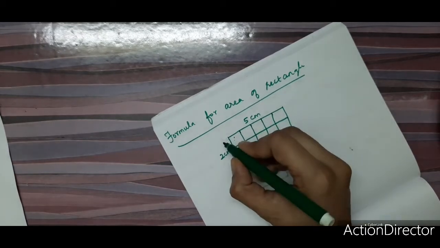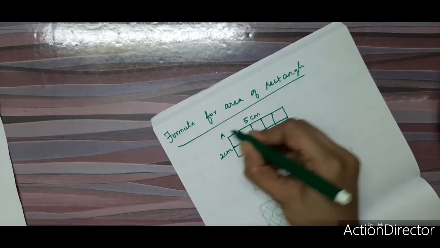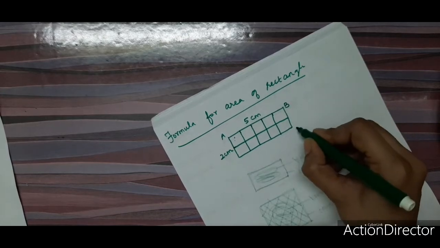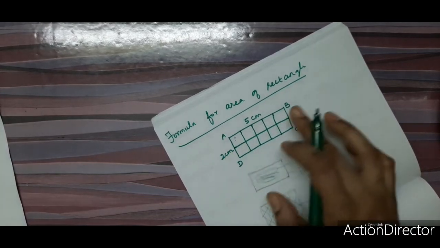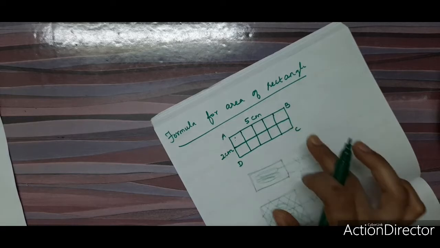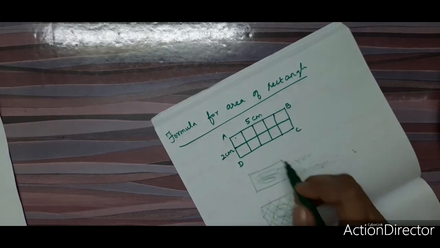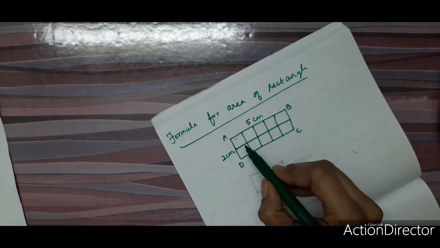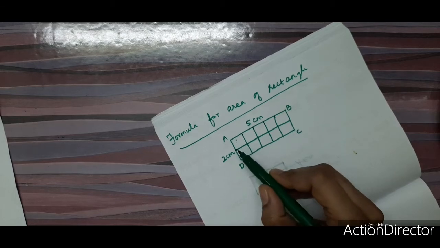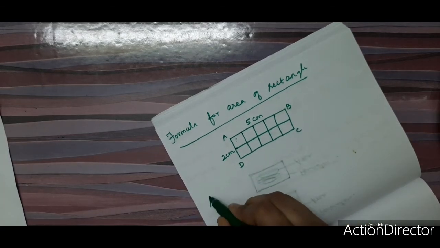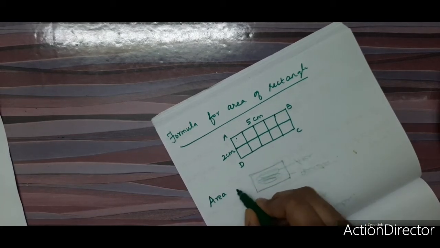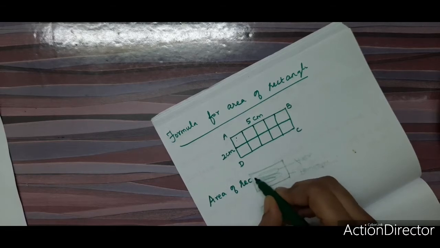Now we will mark this rectangle as A, B, C, D. This rectangle I have marked as A, B, C, D. Okay, so I have divided each into 1 centimeter. So each box is 1 centimeter. Now I am going to find the area of the rectangle.